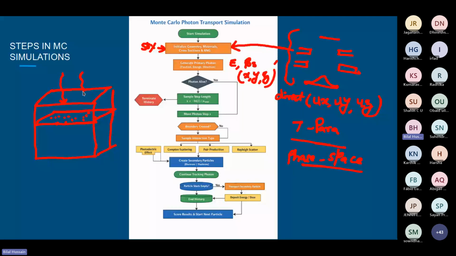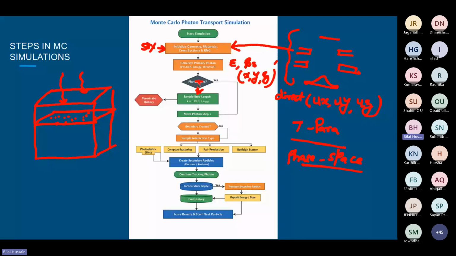I have defined all these parameters. What is the energy? What is the position of the photon entering? What are the direction cosines? All things have been given. So once it enters here, the first thing I have to do is, I have the photon at this level. Now it's going to enter the phantom. Of course, initially the photon is alive.